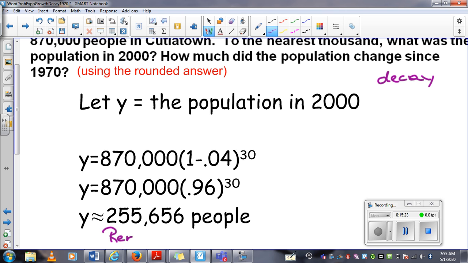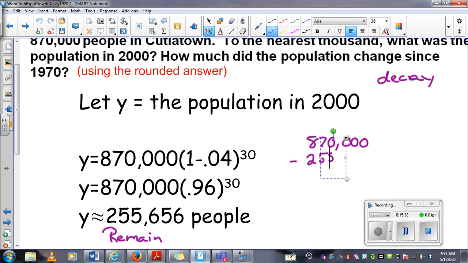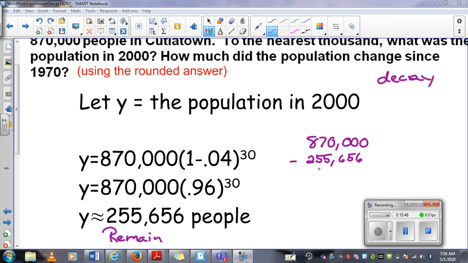So that's how many people remain. If you want to know how much the population changed, or in other words, how many people left, you're going to do 870,000 minus the 255,656 people. So that means 614,344 people left.